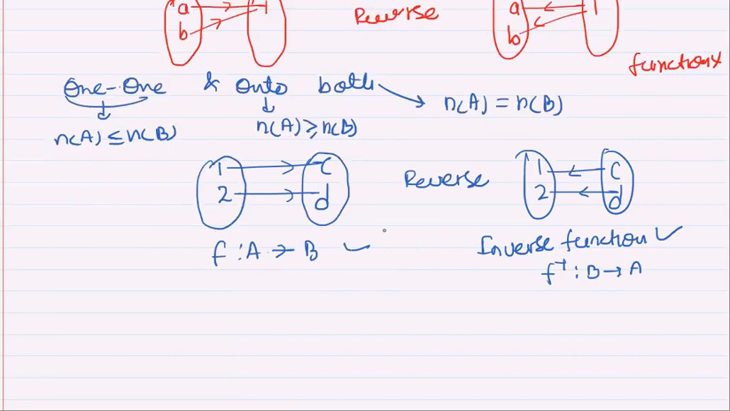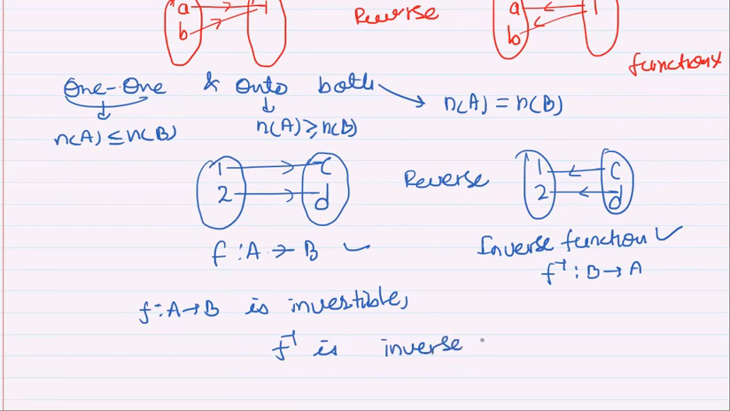Right? So only if the function is one-one and onto does its inverse function exist. So this is the purpose of the video, that you should be very familiar with one-one and onto functions, the concept of inverse function, and why the function should be one-one and onto for being invertible. So we will say that f from A to B is invertible and f inverse is the inverse of f, and f is the inverse of f inverse. Both are inverses of each other. Okay, fine. Thank you.